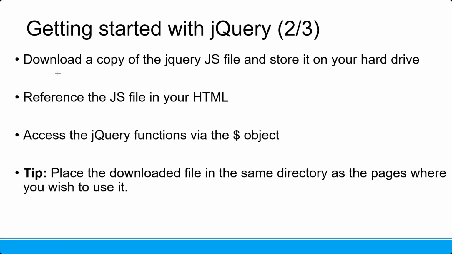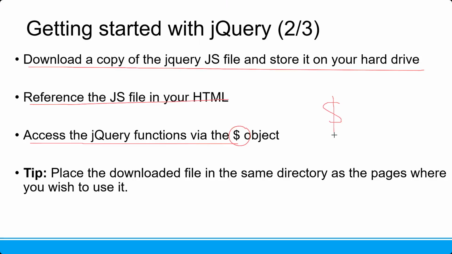So this is the simplest way. Download a copy of the jQuery file and store it in your hard drive. And you can refer to the JS file in your HTML. And then access the jQuery functions via the dollar object. We will take a look at what is meant by this dollar. So the tip is to place the downloaded file in the same directory as the pages where you wish to use it.